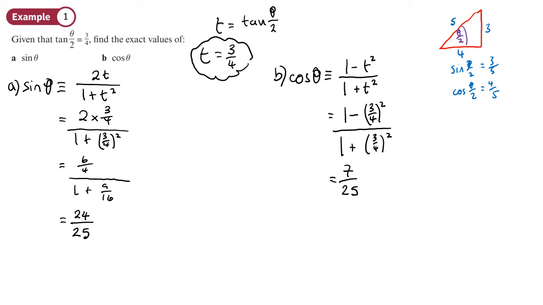And what you definitely wouldn't do is tan inverse of 3/4 and then double it and try and work it out that way, because you may not get an exact answer if you do that. The t formula is the way to go. It's going to be much quicker.